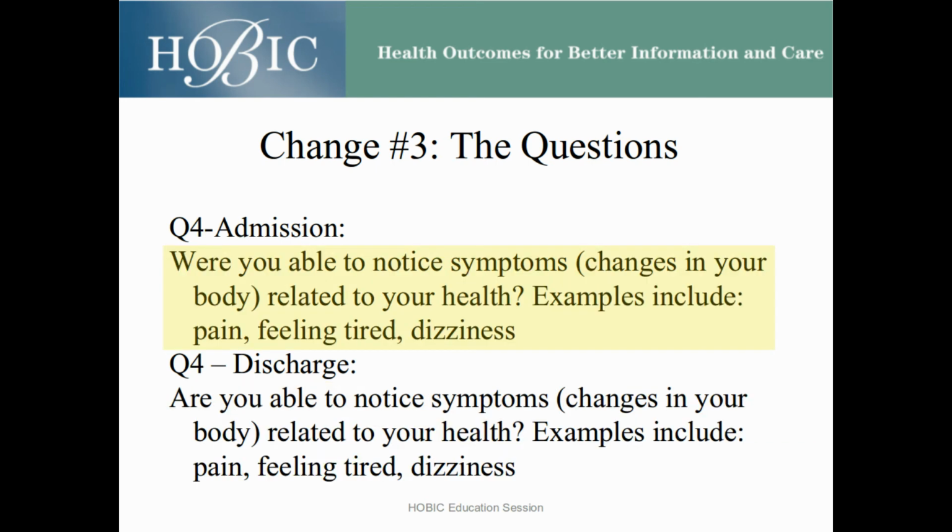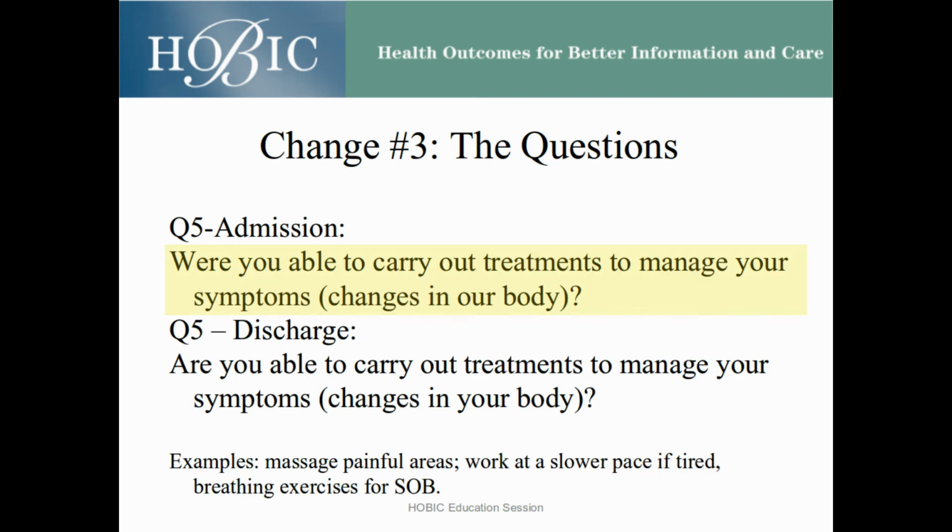Question 4 on admission asks, "Were you able to notice symptoms or changes in your body related to your health?" Examples of this include pain, fatigue, or dizziness. Question 4 on discharge asks, "Are you able to notice symptoms or changes in your body related to your health?" Question 5 on admission asks, "Were you able to carry out treatments to manage your symptoms?" Question 5 on discharge asks, "Are you able to carry out treatments to manage your symptoms?" Examples of these include massaging of painful areas, working at a slower pace if tired, or breathing exercises to treat shortness of breath.